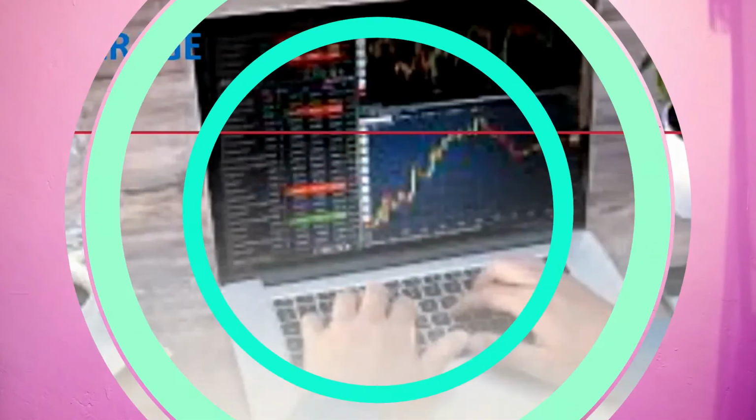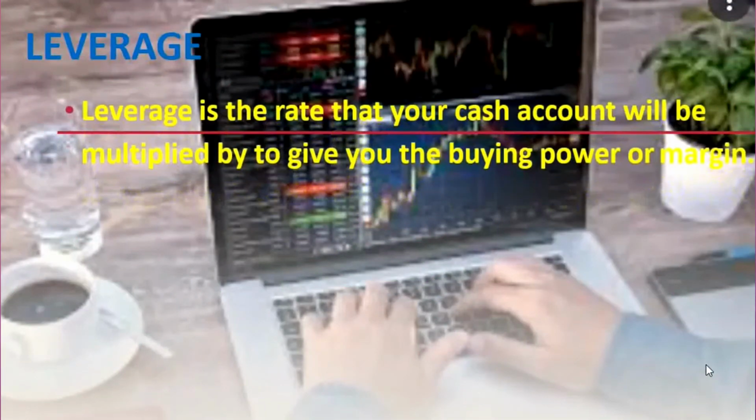Yet a lot size of 0.1, as we have seen, is equivalent to $10,000. How is this even possible? First of all, let us define leverage. Leverage is the rate that your cash will be multiplied by to give you the buying power or margin.